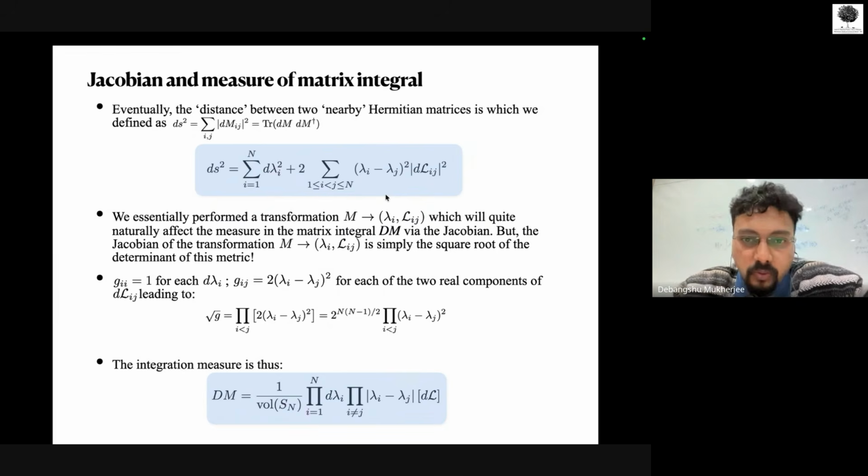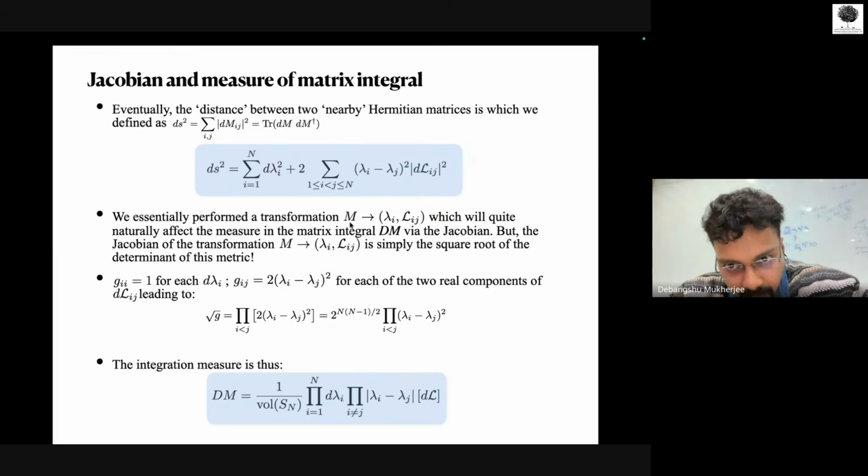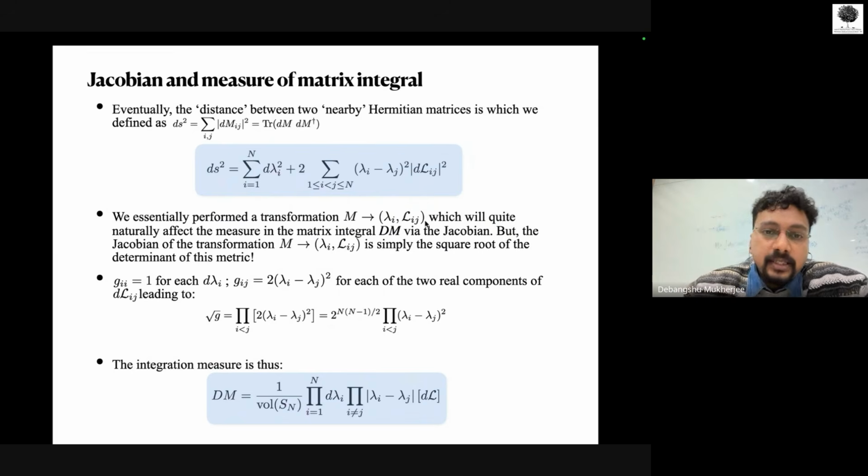So now what we did was we started off with a bunch of Hermitian matrices M. We did a transformation which took it to its diagonal elements, which were like its eigenvalues, and some off diagonal elements, which I've called curly Lij. And naturally, because we have done this transformation, it will affect the matrix integral dM via the Jacobian. And the Jacobian of this transformation is nothing but the square root of the determinant.